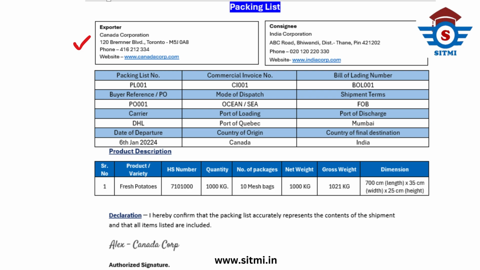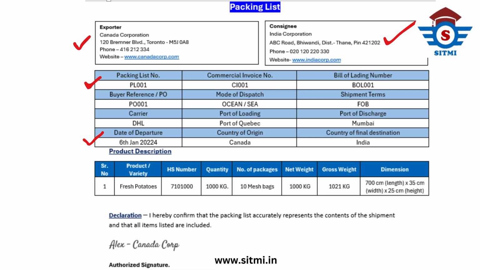The second one is the recipient information. Similarly, it includes the name, address and contact information of the recipient or buyer who will be receiving the shipment. The third one is a packing list number. Each packing list is assigned a unique identification number for tracking and reference purposes. The fourth point is the date of shipment, the date when the shipment was prepared and sent out for delivery.